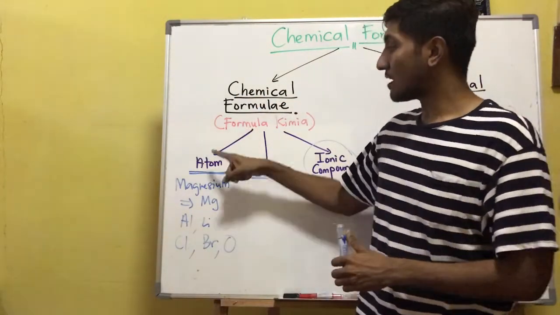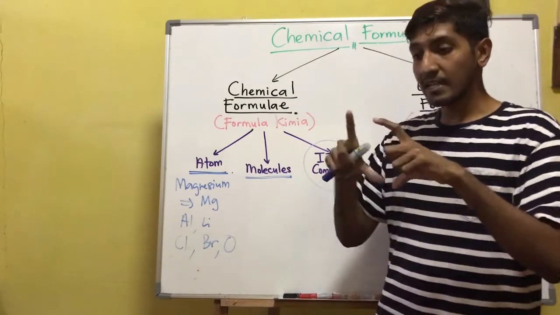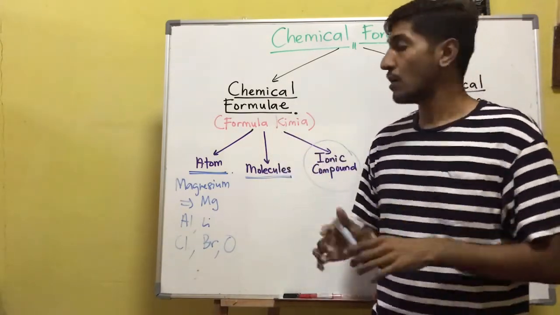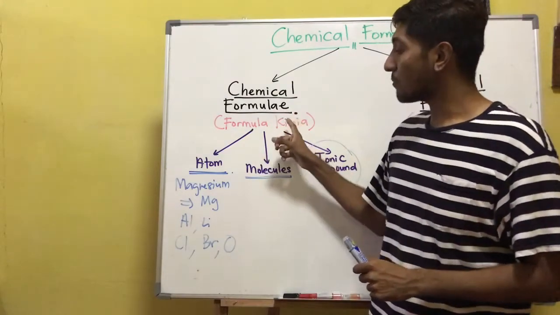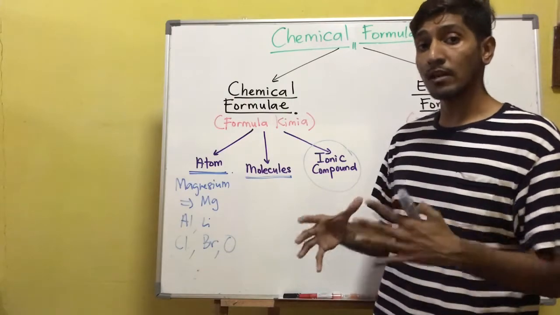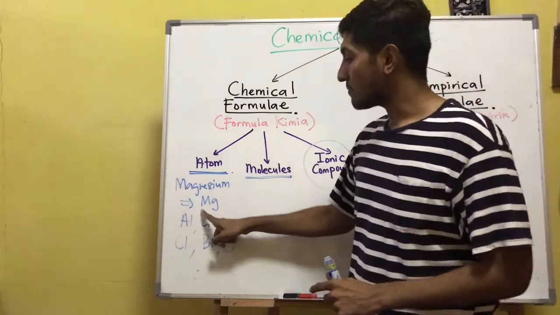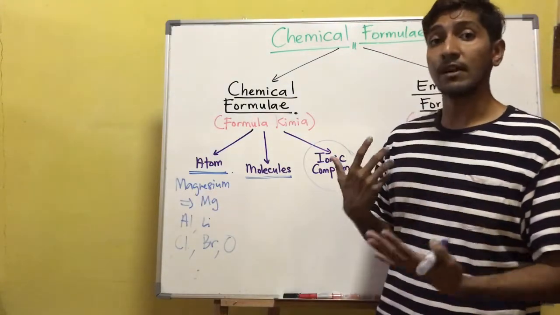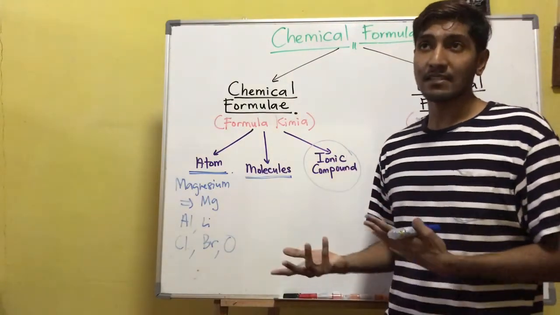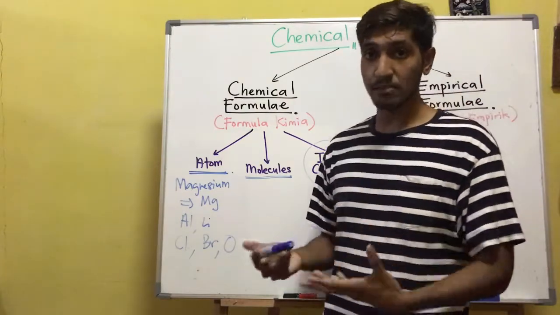Jadi formula kimia untuk atom ialah simbol yang diguna pakai berdasarkan jadual berkala unsur. So chemical formula for atom are basically the symbols that is used based on what is shown to us in the periodic table. So therefore, Mg stands for magnesium, Al stands for aluminium, Li stands for lithium, Br stands for bromine, Cl stands for chlorine, and so on.